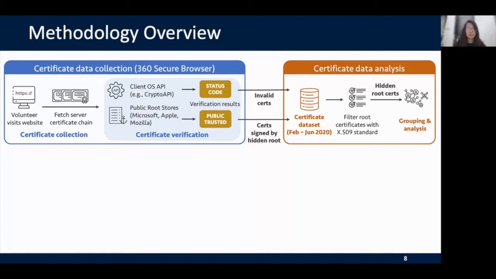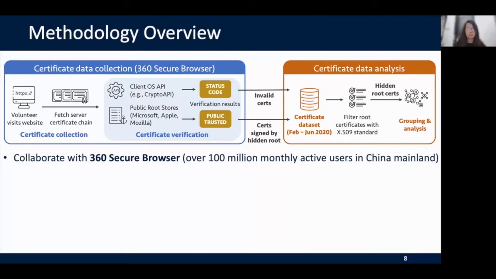We fill this knowledge gap by collecting and analyzing large-scale certificate chains with their verification results on real-world clients. We collaborated with 360 Secure Browser for data collection. It is a leading PC browser with over 100 million monthly active users in China.